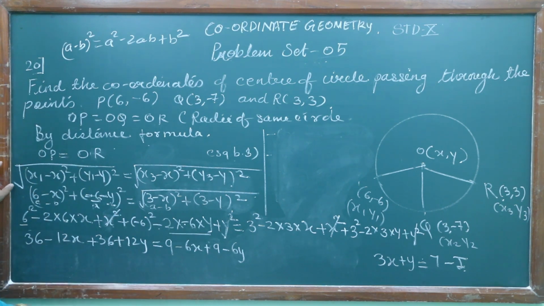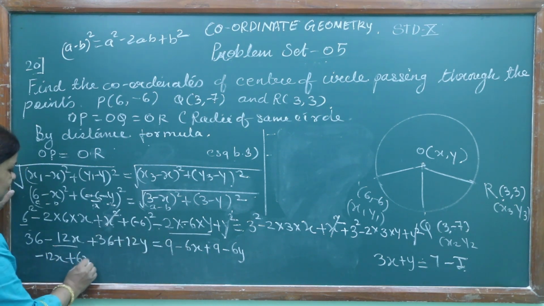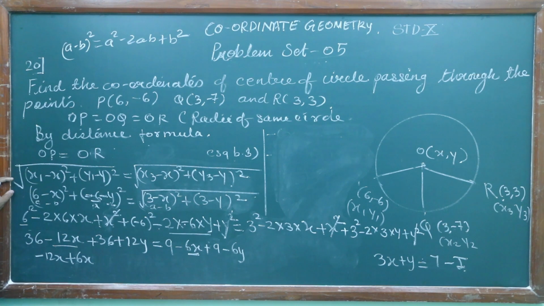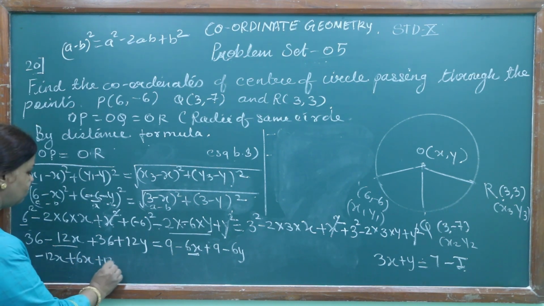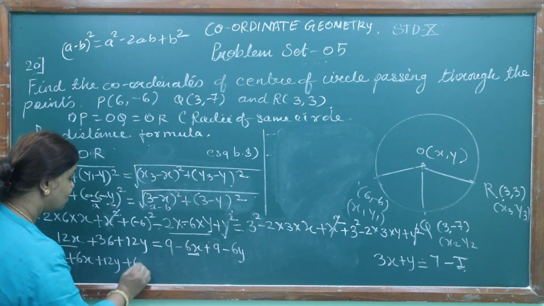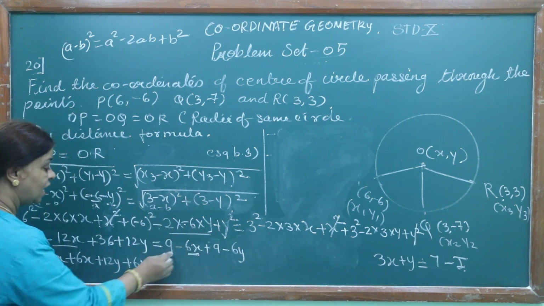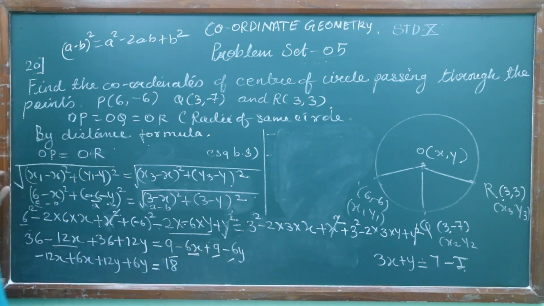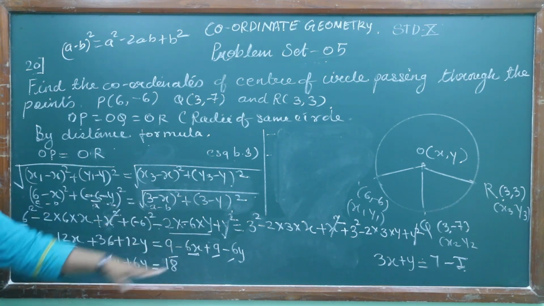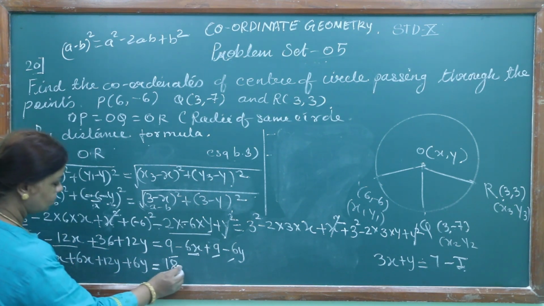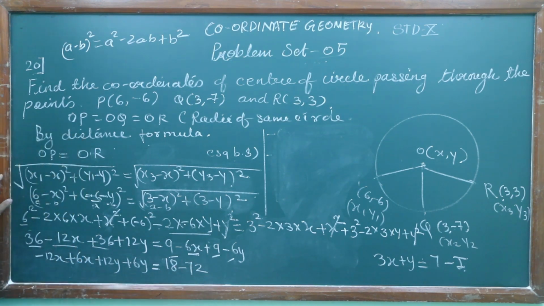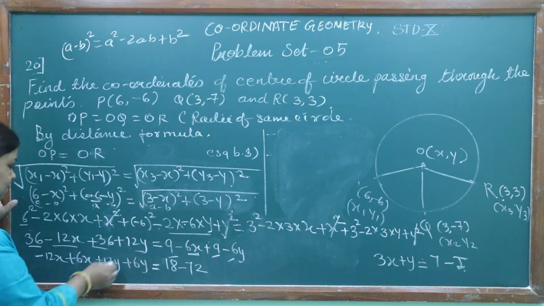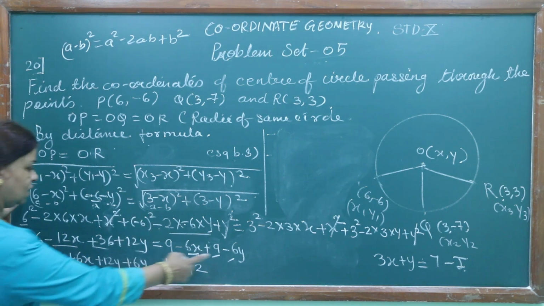Now all the numbers I am bringing to one side. Minus 12x plus 6x, then plus 12y plus 6y, because when this side comes over it will be plus. And this side is 9 and this side is 9, 9 and 9 is 18. Now left is 36 and 36, 72. So I am taking 72 to that side, minus 72, and this 12y is here, this 6y is here.